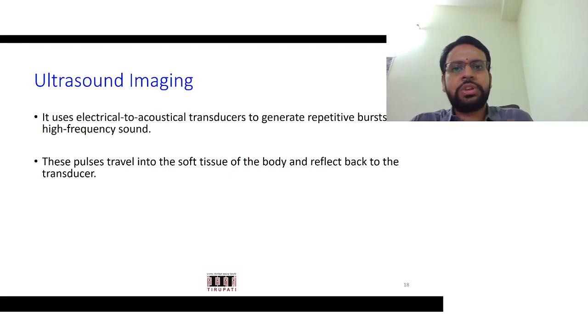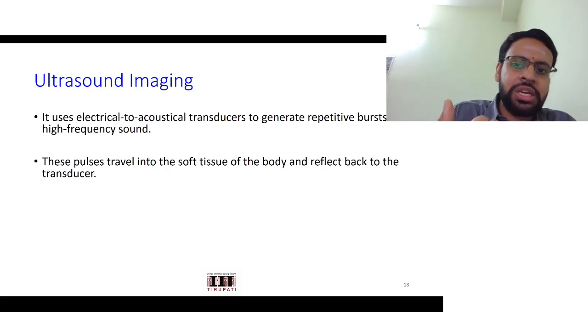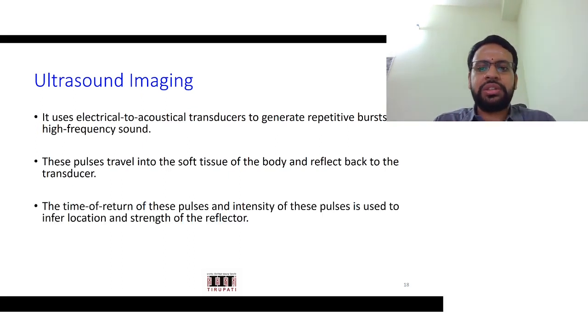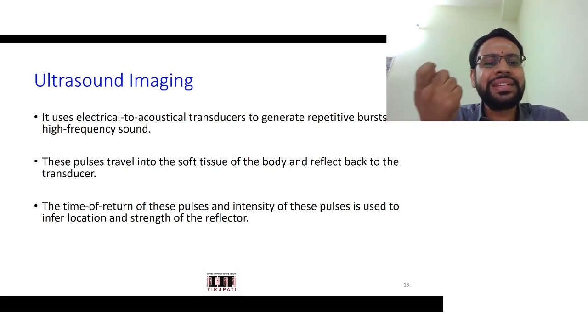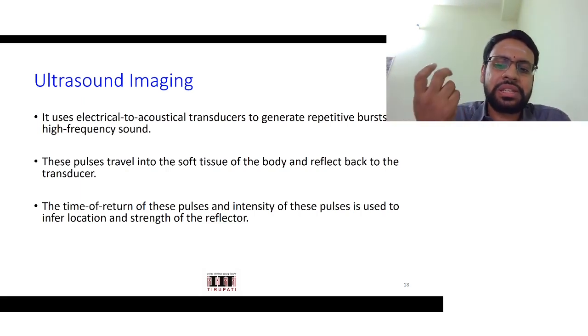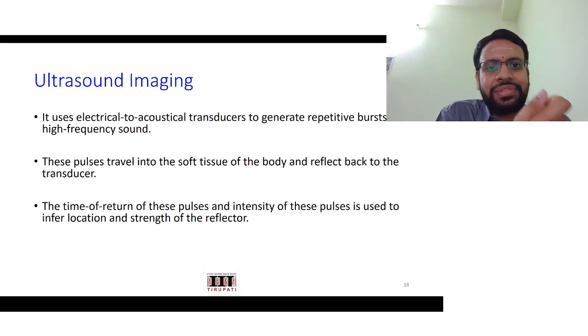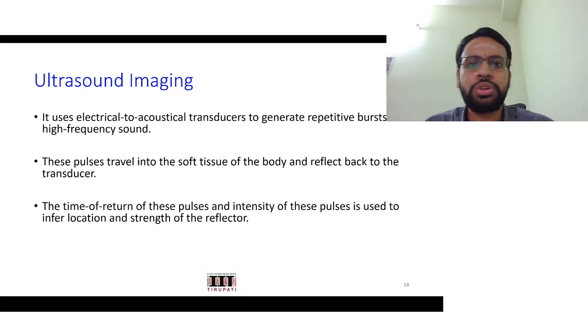This will be kept on the part of the body which needs to be scanned or imaged, and what you would be studying then is the time of return of these pulses and also the intensity of these returned pulses. These are the two things that you would be studying to infer the location as well as the strength of the structure, so the composition of the structure, let's say, or the type of the structure, if not composition. Those are the things you would be inferring.